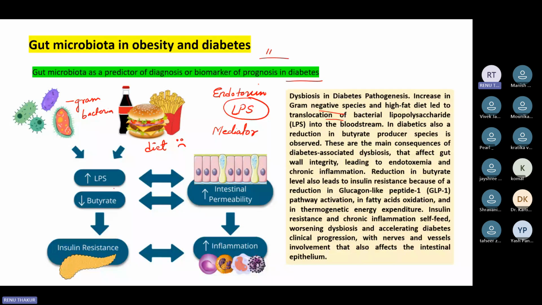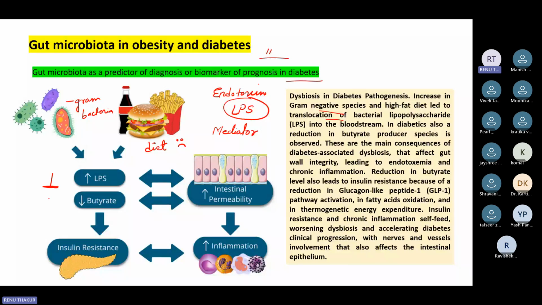It will directly bathe into your blood, and then what it will do, as you all know, if our metabolic machinery is hindered, if gut dysbiosis occurs, what will it do? It will inhibit the production of short chain fatty acid, specifically butyrate. As simple as that. This key point you have to mention in your copy.